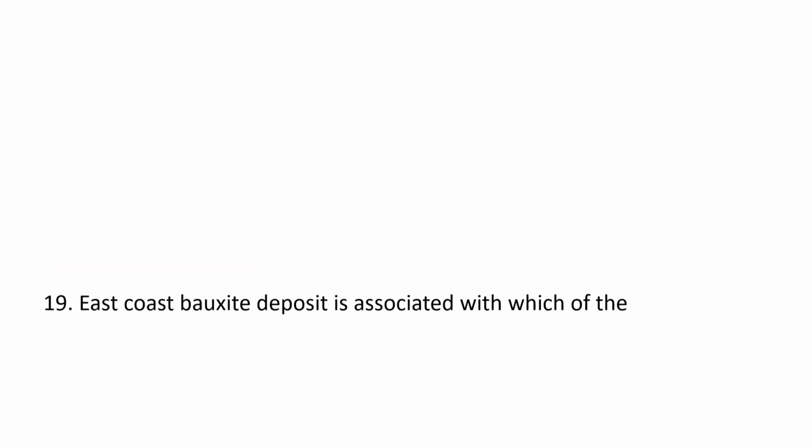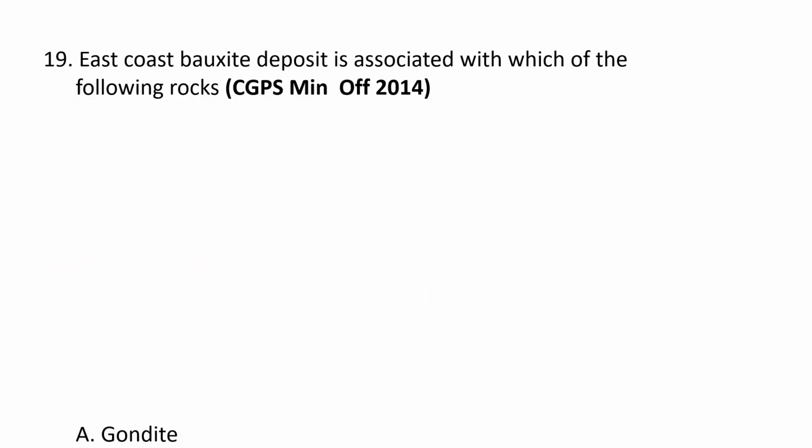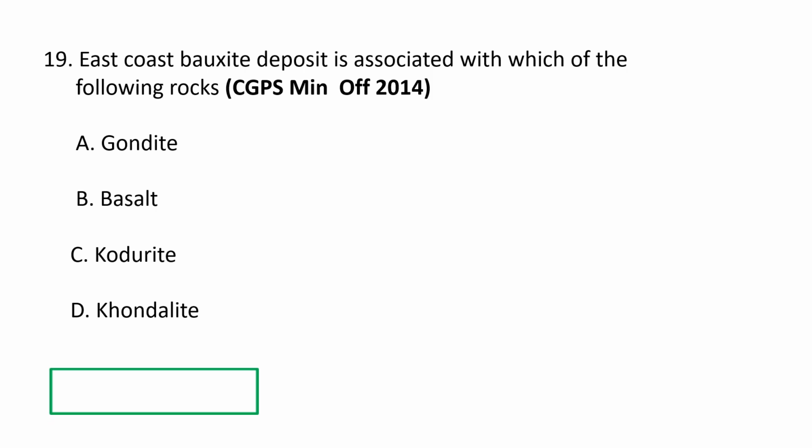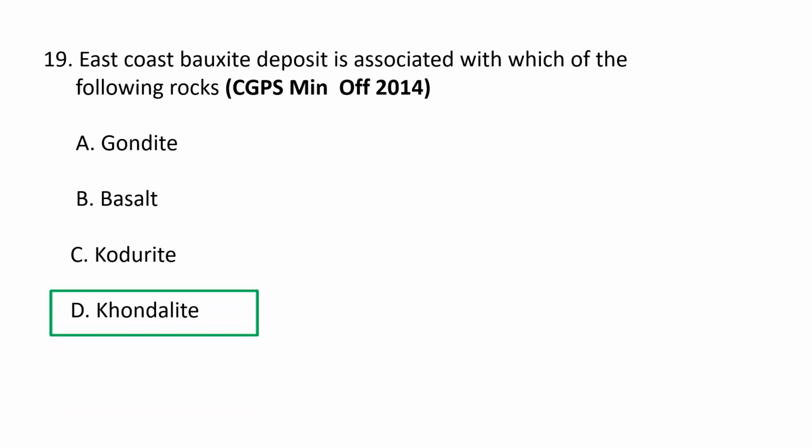Next question. East Coast bauxite deposit is associated with which of the following rocks? A. Gondite, B. Basalt, C. Cordierite, D. Khondalite. East Coast bauxite deposit is associated with khondalite. So khondalites are the rock formations that contain the bauxite deposits, and these are directly situated over the Precambrian rock along the eastern coast of the country, particularly in the Eastern Ghats mountain range. Essentially, the khondalite acts as the underlying bedrock for the bauxite deposits. So D. Khondalite is the correct option.